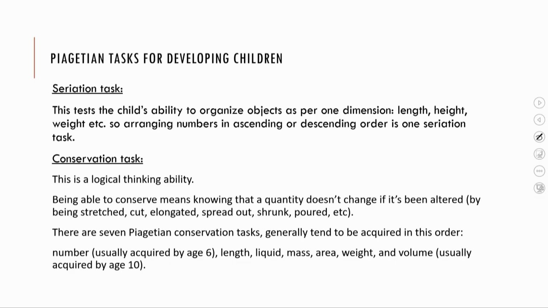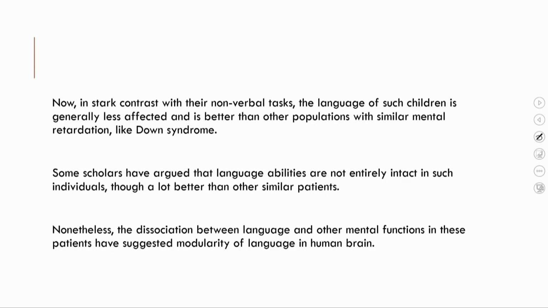Being able to conserve means knowing that a quantity does not change if it has been altered by being stretched, cut, elongated, spread out, shrunk, poured, whatever. So, the continuity of the object will remain constant. There are 7 types of conservation tasks, which generally tend to be acquired in this order. Starting with number, acquired by age 6, and then followed by length, liquid, mass, area, weight and volume. Volume, the last one, is typically acquired by the time children are 10 years of age.